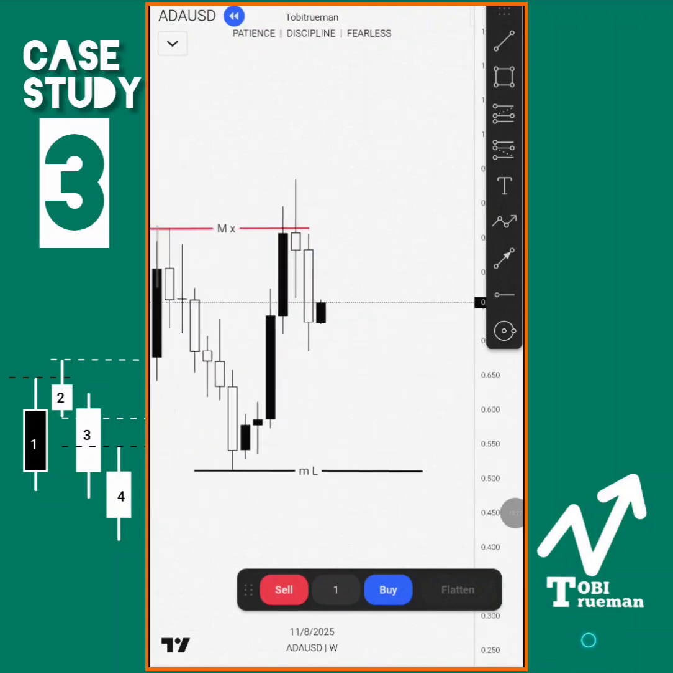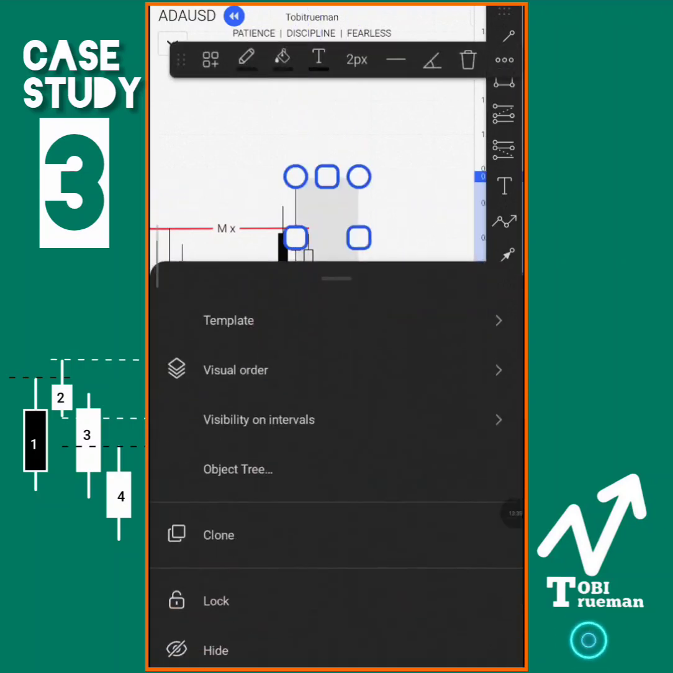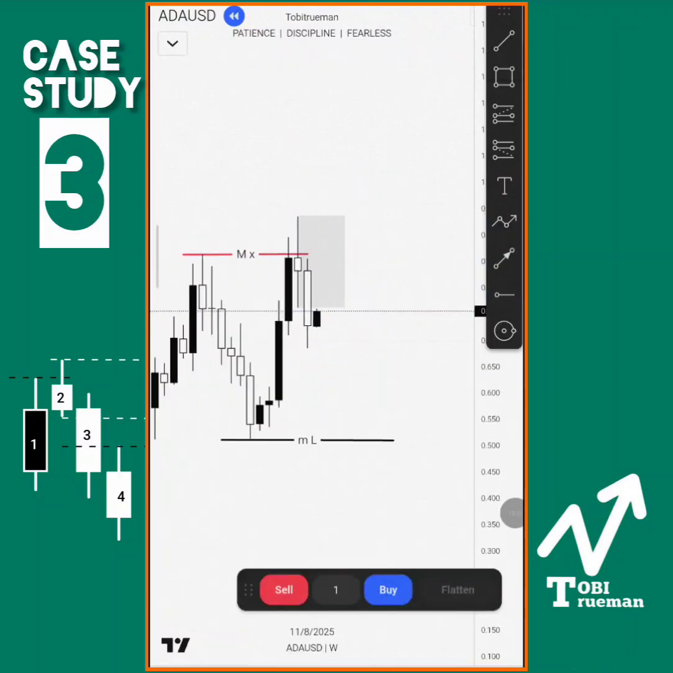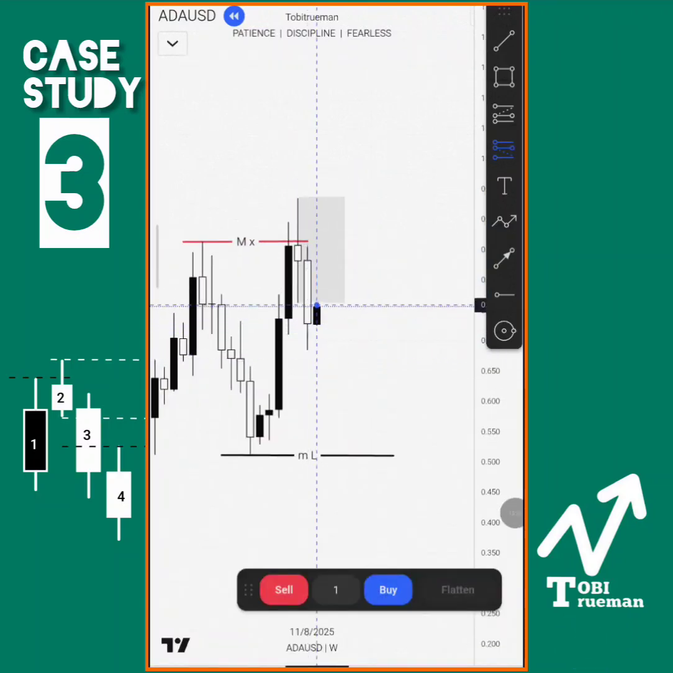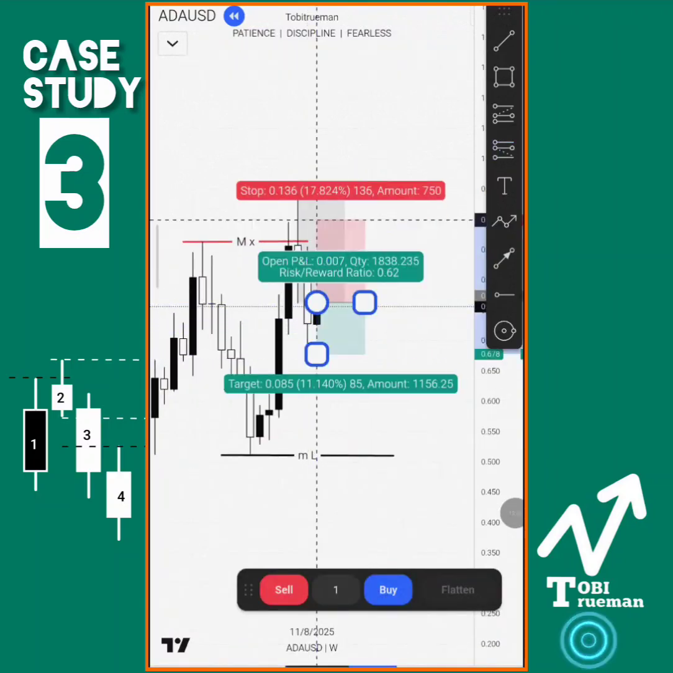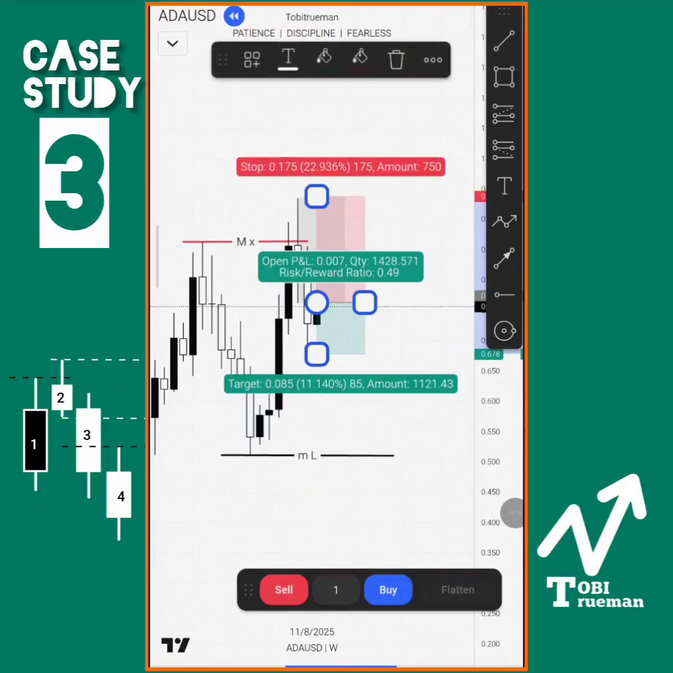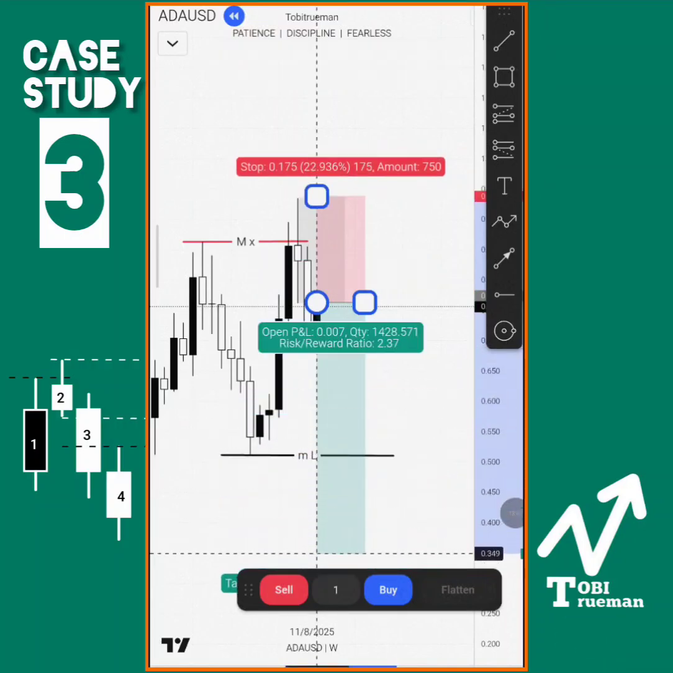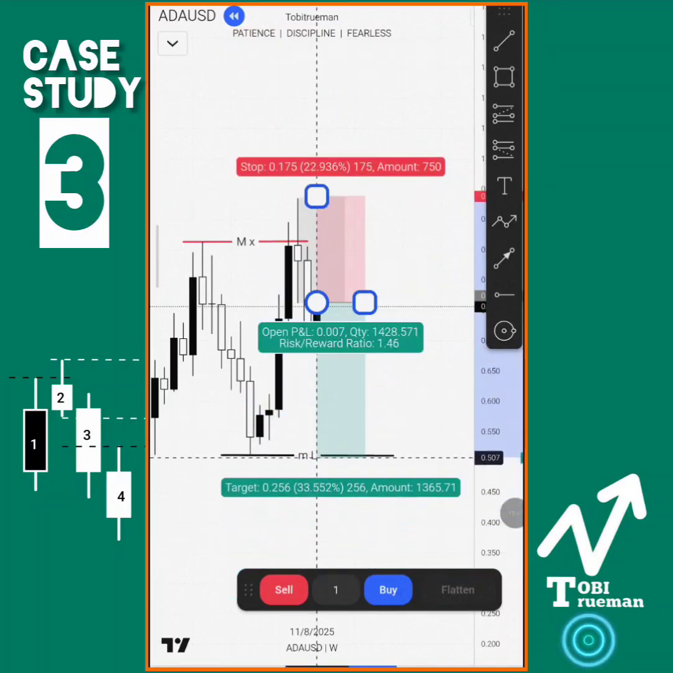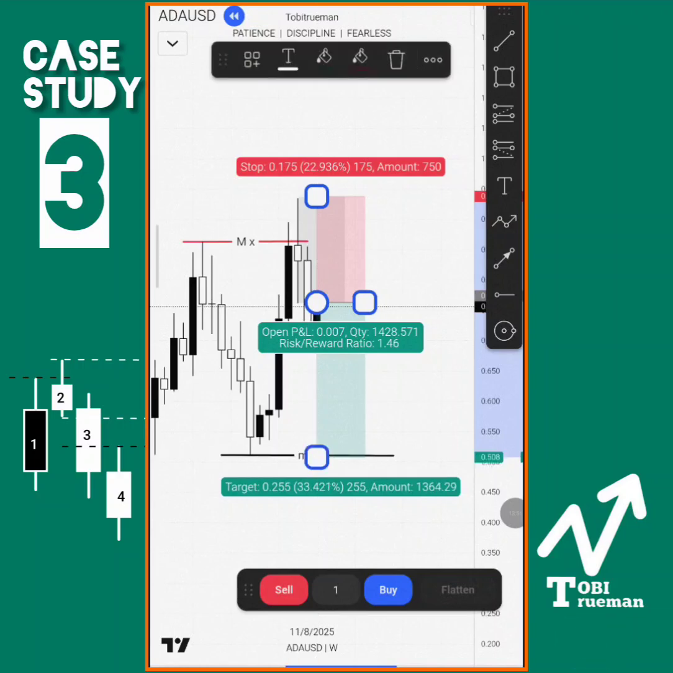Now, on the weekly, our candlestick formation has now formed. So therefore, if we are going to be entering a trade on the weekly, this will be a very nice trade to enter, looking for 1 to 3.